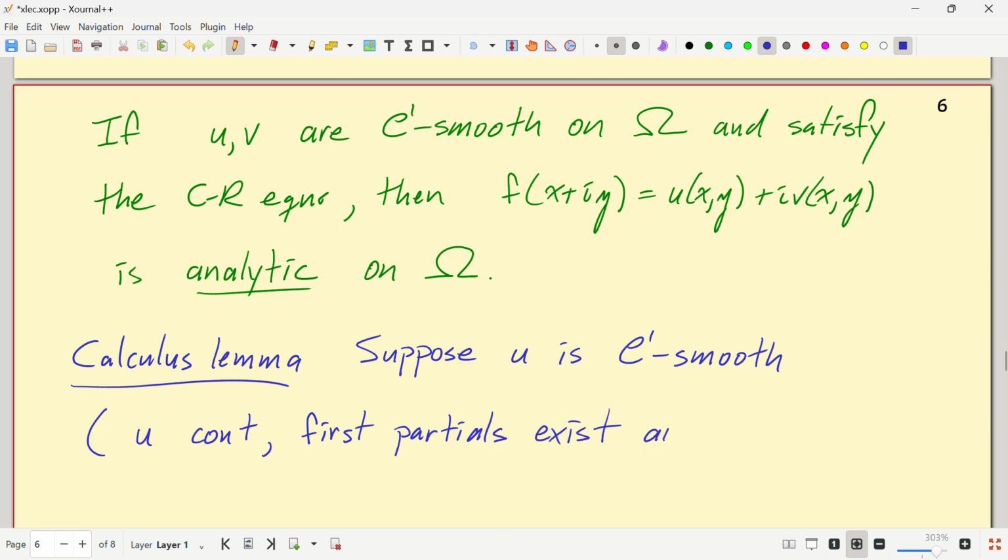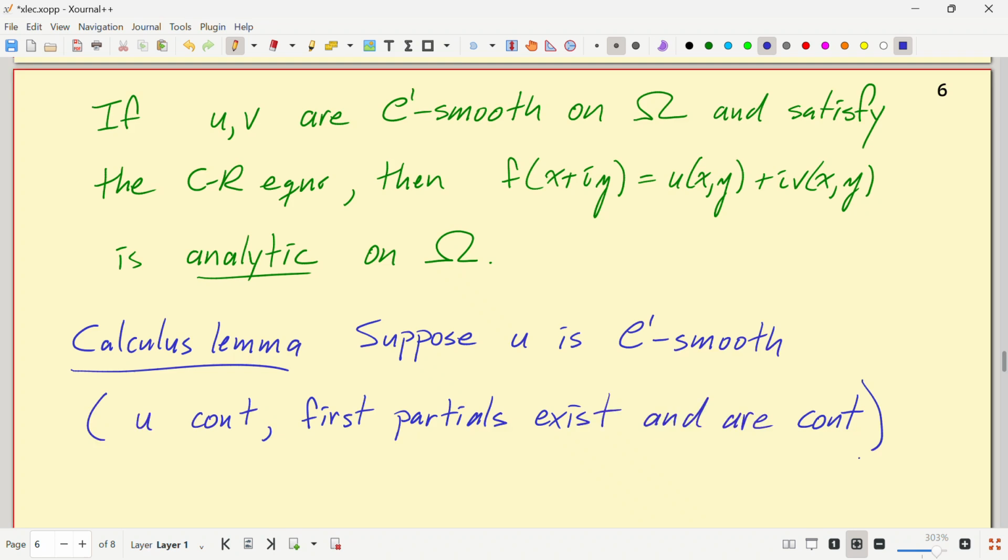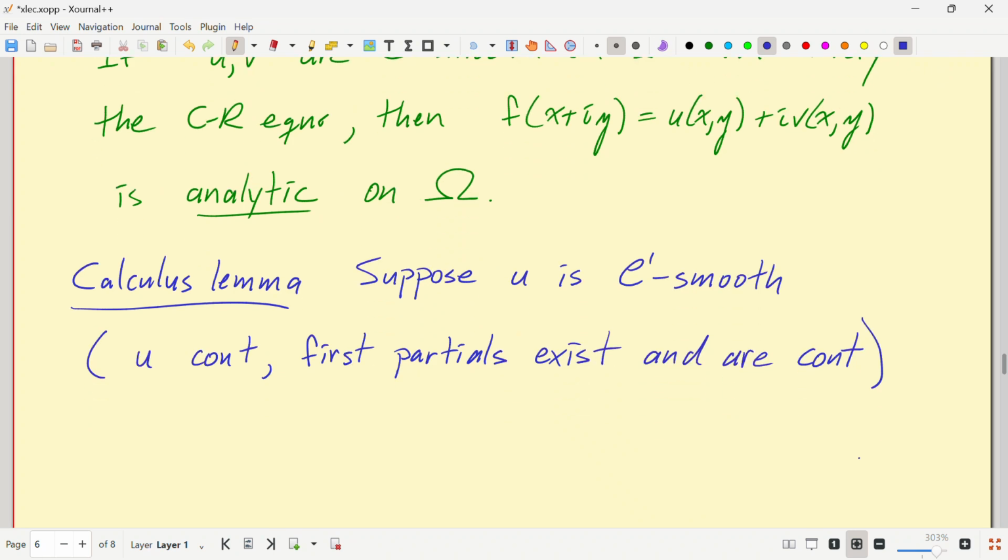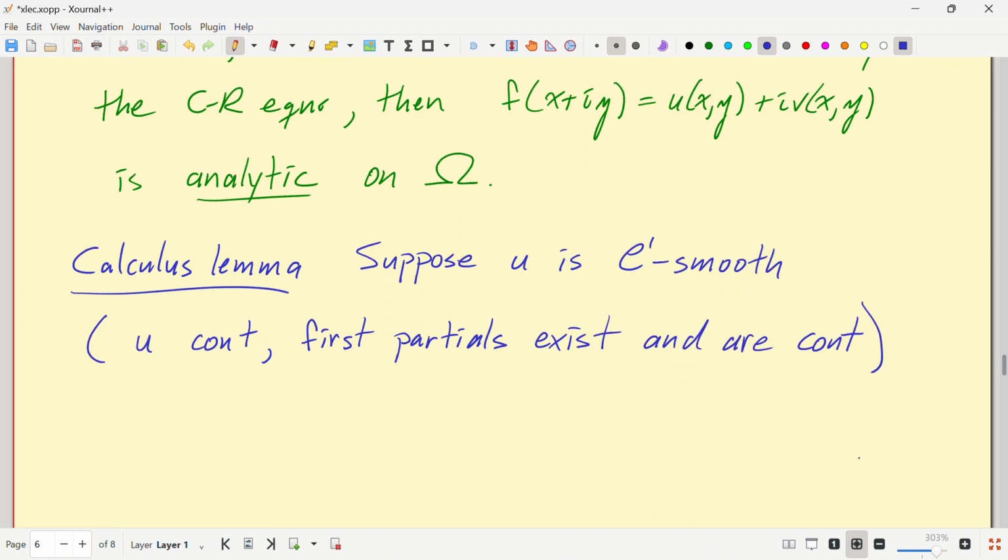And are continuous too. That's what C2 smooth would mean: the second partials exist and are continuous in addition. Okay, so that's what we're assuming. And then the conclusion here is that I can expand u in a power series like so.